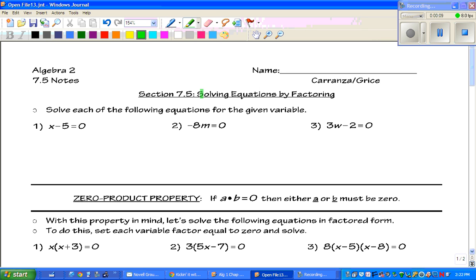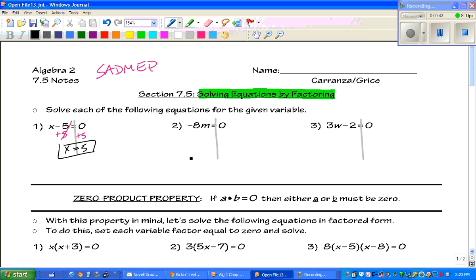Today we're talking about solving equations by factoring. So, what I want you to do is solve each of the following equations for the given variable. Remember to draw the line down the middle if we need to. Now for number 1, it's minus 5, and we need to follow the rules of SADMAP. Okay, so I'm going to do the opposite. So x equals 5.